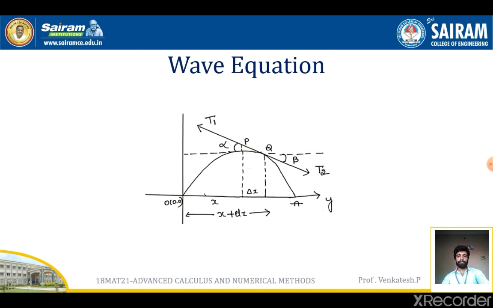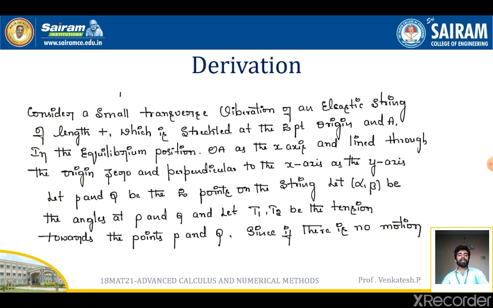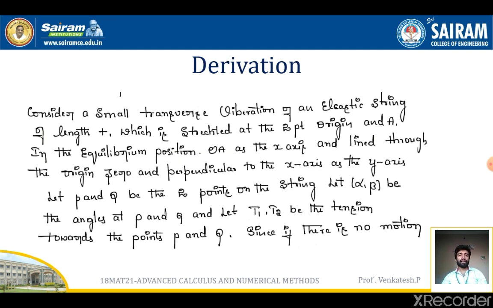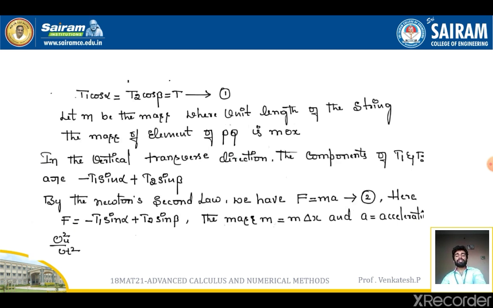Now if there is no motion, initially the motion will be 0. Because I am not disturbing the string at all in the initial stage, I can assume that there will be no motion in the initial stage. So I can get the equation like this: T1 cos alpha is equal to T2 cos beta is equal to T, a constant, if there is no motion on the string. I am going to call it equation number 1.